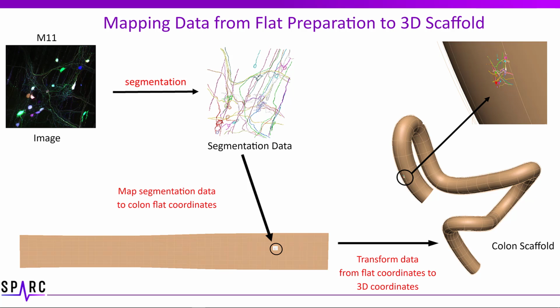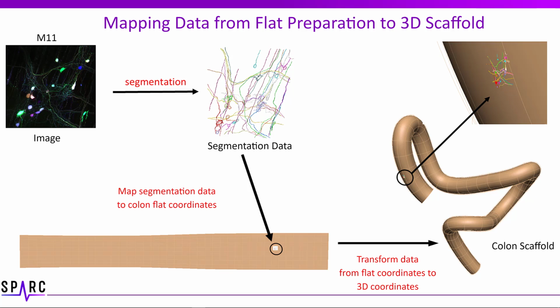We have established a workflow to handle the mapping of data obtained from the flat preparation of organ samples. Here, we will demonstrate this workflow using the image data derived from the same dataset that we used in the previous example. We will walk through the pipeline with the image data derived from subject M11 in the dataset. So following segmentation and annotation of the image data with MBF's Neurolucida 360 tool, we will use the information of where the sample was obtained from to map the segmentation data to its location on the flat coordinates of the colon scaffold.